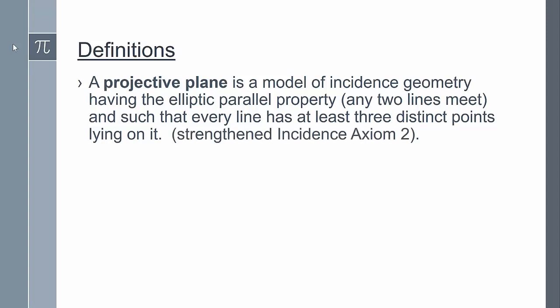Recall that incidence axiom 2 established that there are two distinct points lying on every line, but now we're going to strengthen that. We're going to call this the strengthened incidence axiom 2. So a projective plane is a model of incidence geometry with the elliptic parallel property, and satisfying the strengthened incidence axiom 2.